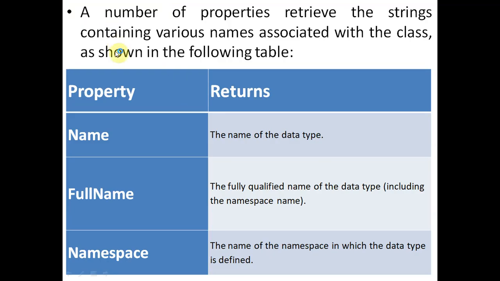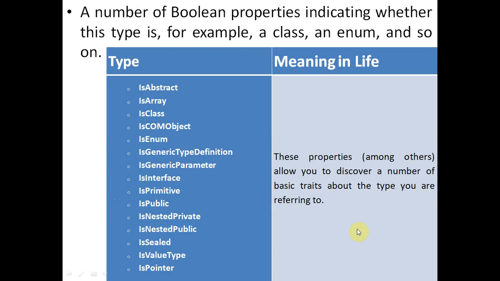Basically, you can see here the number of properties: parameters as well as properties, variables, as well as methods. So we will return all these things. The number of properties retrieve the string containing various names associated with the class, as shown in the following table. So we can return these properties: Name, FullName, Namespace. Name means the name of the data type, and FullName means the fully qualified name of the data type, including the namespace name. So the data type will return with the name of the namespace also. And Namespace returns the namespace in which the class is. These functions can also be used.